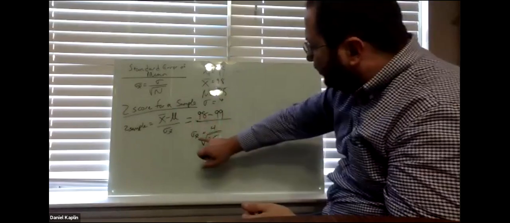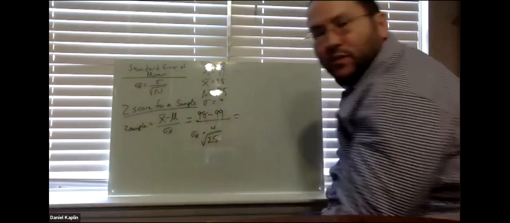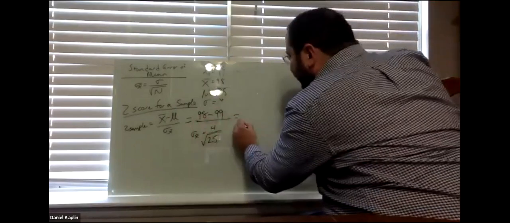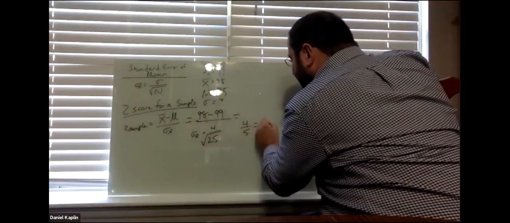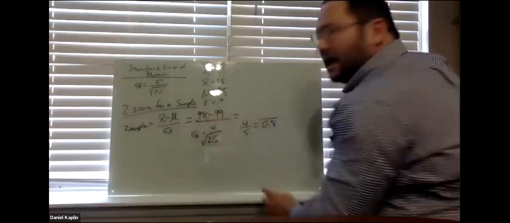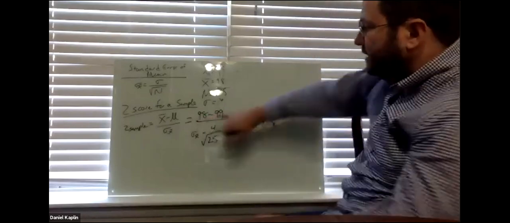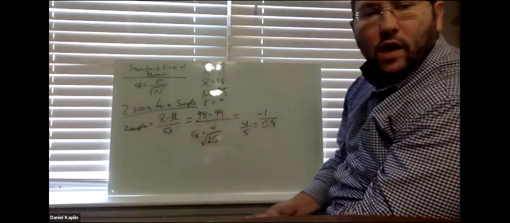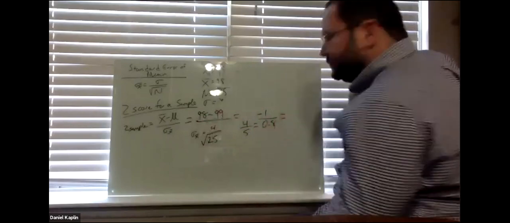So I put my standard error of the mean here. Now, my advice is when you're doing it, calculate the standard error of the mean first. So 4 divided by 5 gives me 0.8. And I can bring 98 minus 99 across. So that's -1, right? 98 minus 99 is -1. And -1 divided by 0.8 gives us what?